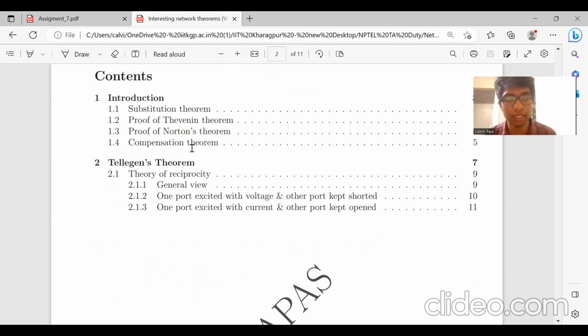We will also consider the compensation theorem, which applies when there is a change in a circuit parameter while the remaining sources of the network do not change. This theorem gives us a simplified circuit which we can use to find the change which happens in the circuit because of the change in the parameter. Similarly, there's Tellegen's theorem, which is useful for solving two-port networks, as well as the theory of reciprocity, which we will consider.